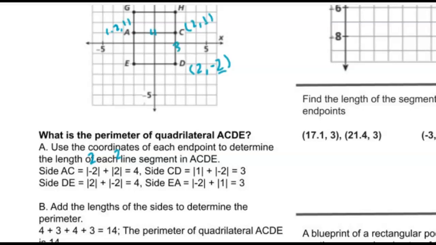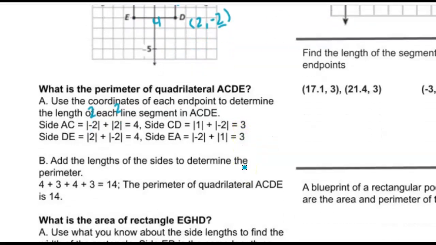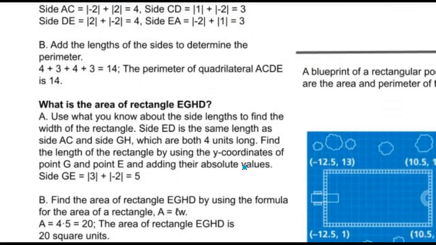We have 3. Now, it's a rectangle. So if this side's 4, this side has to be 4. If this side's 3, this side has to be 3. To find the perimeter, we're going to add all 4 of those sides together, and we get 14. So the perimeter of quadrilateral ACDE is 14.